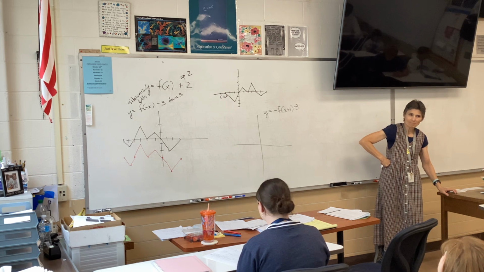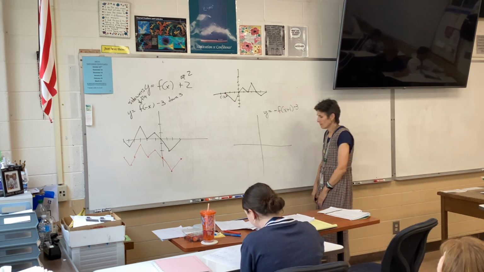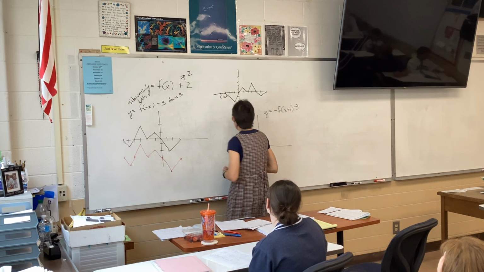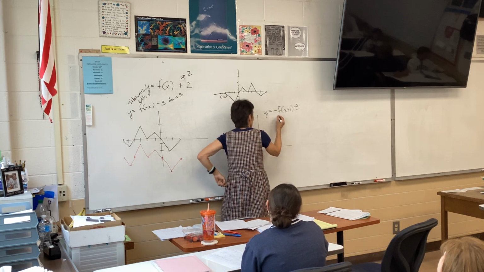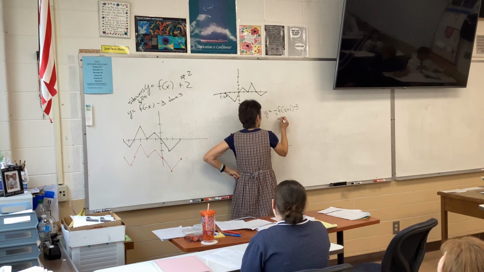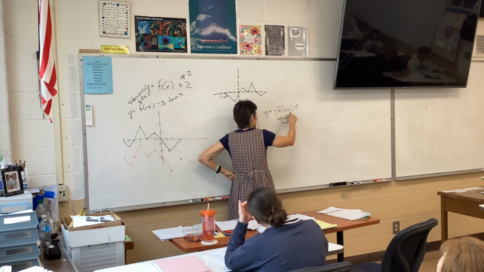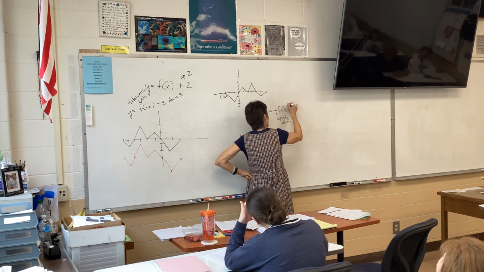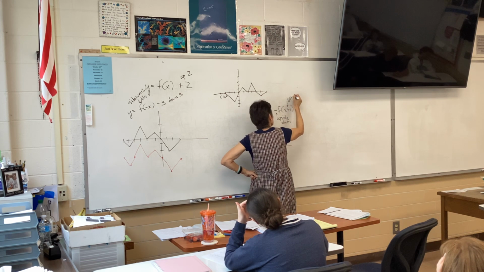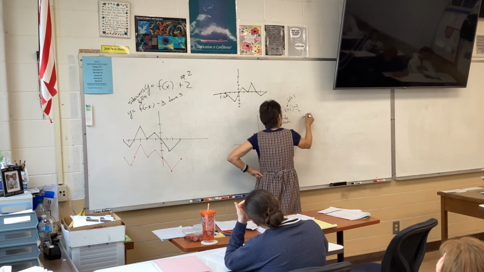Everybody good? All right. Oh my goodness, we have 3 things happening. Tell me what's happening. What does this negative do? Upside down. And what does that do? Left 1. And down 3.